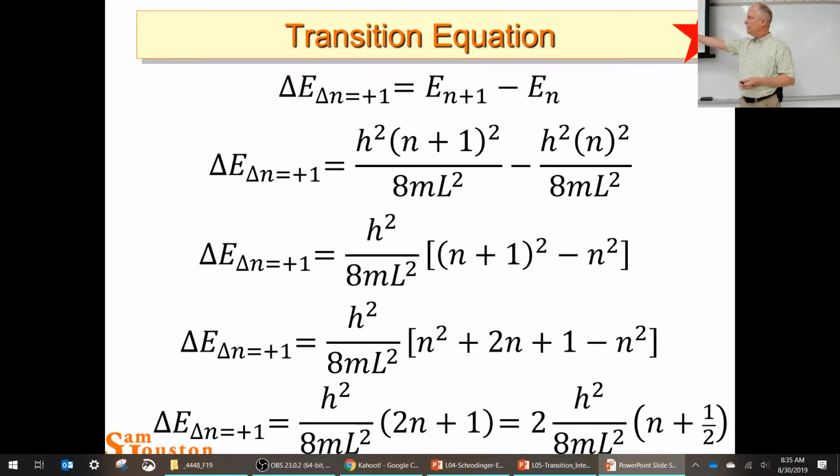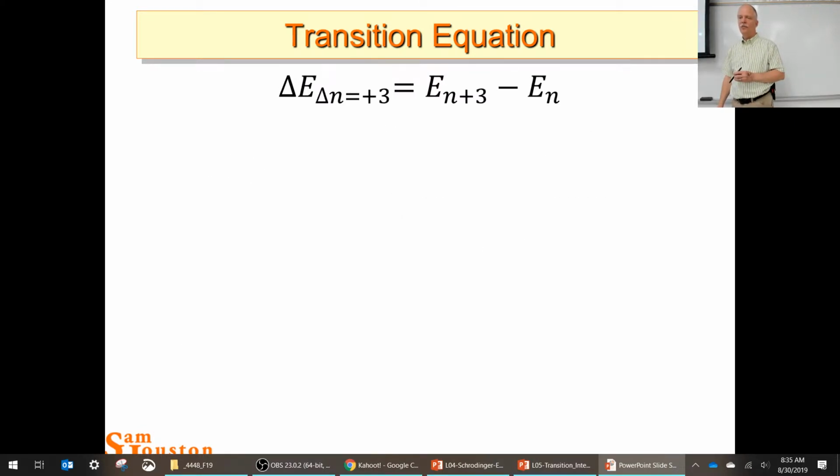You'll see why I left it in this form. I left that h squared over 8ml squared alone, so there's a 2 in front. This right here will serve as a nice little constant that we'll see in the next equation too. So let's do the transition equation for n plus 3.